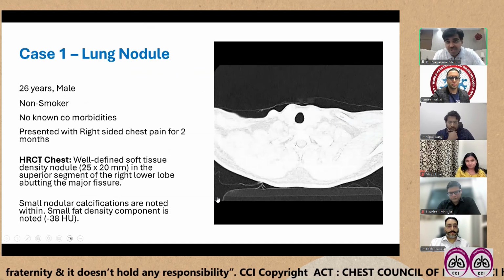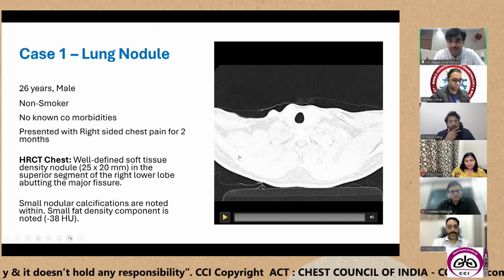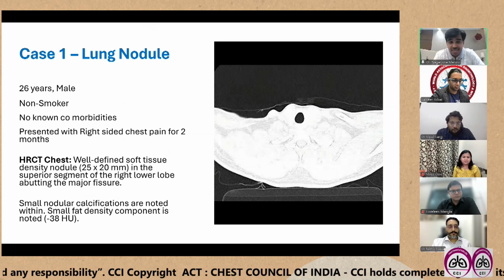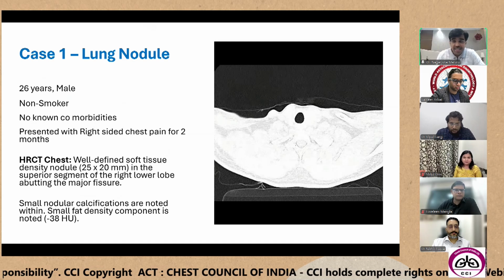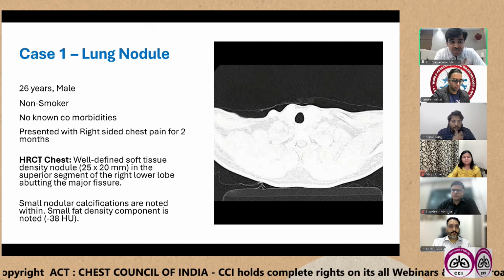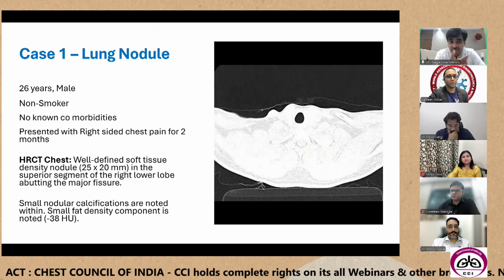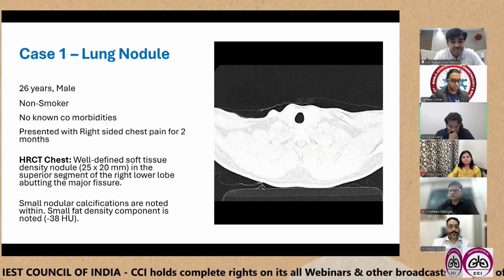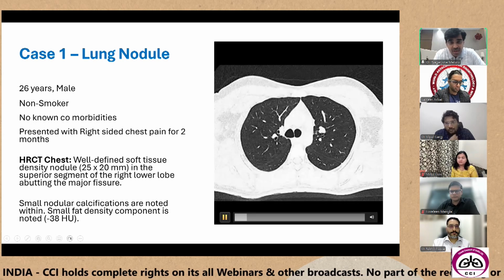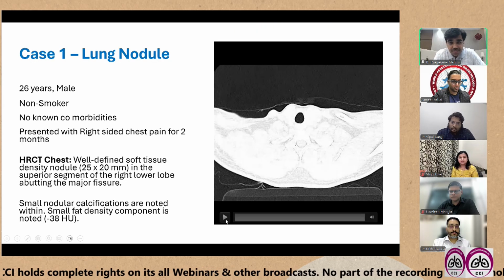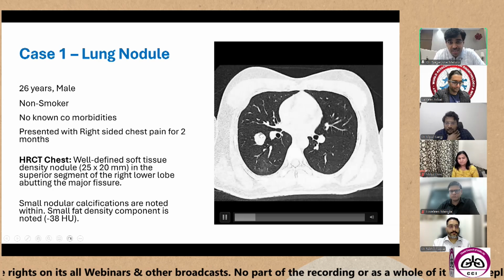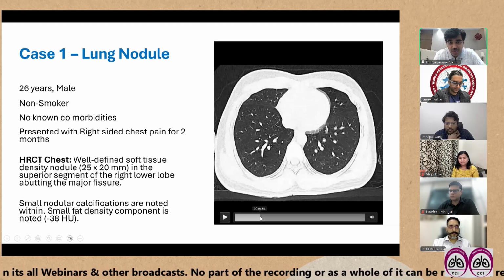This is the first case, a 26-year-old male, non-smoker, no comorbidities, who presented with right-sided, very vague pain for the last 2 months. CT was done for evaluation of the pain. It showed a well-defined soft tissue nodule. I'll play the CT also. Nodule 25 into 20, you can see here in the right lower lobe.